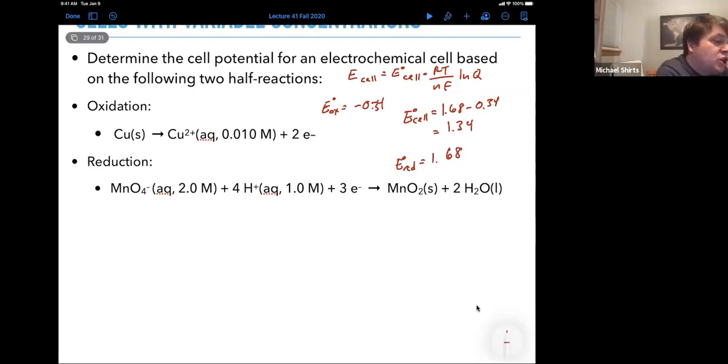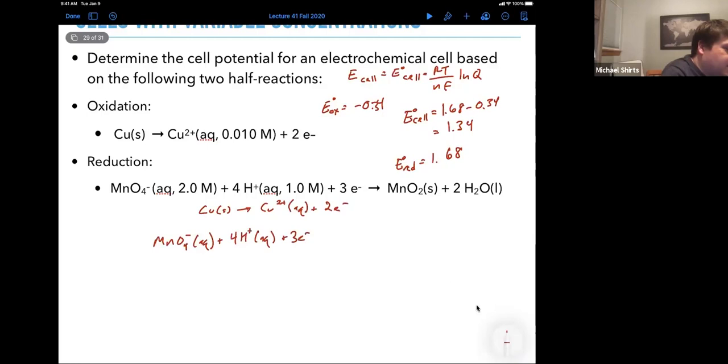Then what we need to do is figure out Q. So for Q, we need to figure out the overall reaction. So let's write out the reactions. The oxidation is Cu solid goes to Cu2+ aqueous plus 2 electrons, and the reduction is MnO4 minus aqueous plus 3 electrons goes to MnO2 solid plus 2 H2O liquid. And I'm writing out the phases because we're going to be writing an equilibrium expression, so we have to remember the phases.